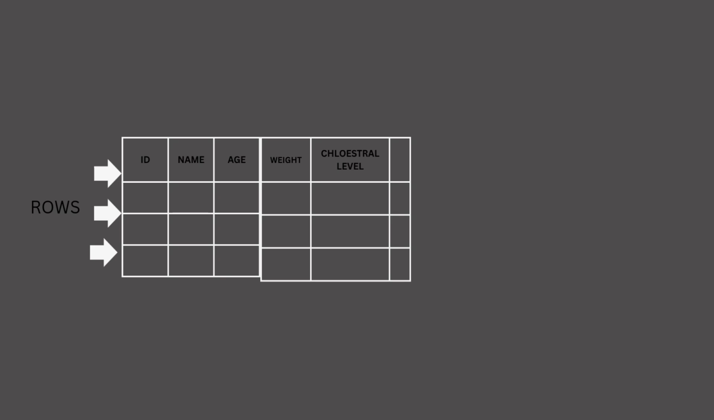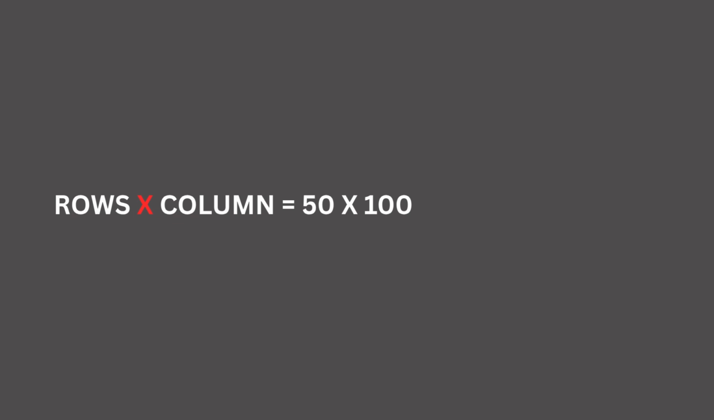So, if we have 100 patients, that is rows, and 50 features, that is the height, weight, ECG, cholesterol and all this information, the matrix has a dimension of 100 x 50. So basically rows x columns.